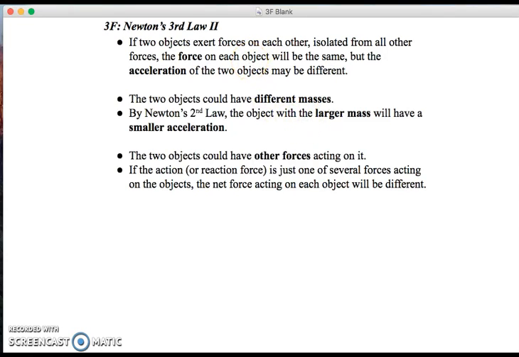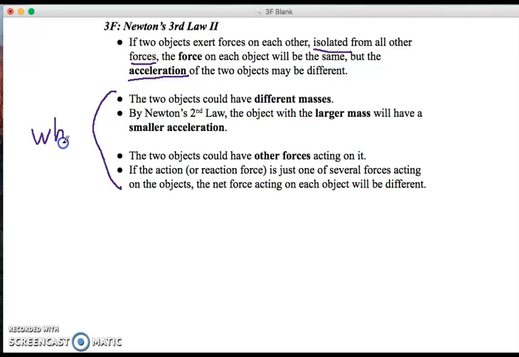As it said in the previous section, if two objects are exerting a force on each other and there are no outside forces, the force is going to be the same. If they're isolated from all other forces, the force on each object will be the same, but the acceleration might be different. So we can have the same force on two objects, but you might actually have a different acceleration. There are a couple of reasons why that might happen.